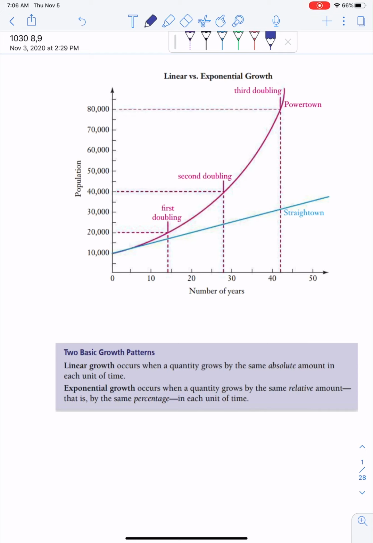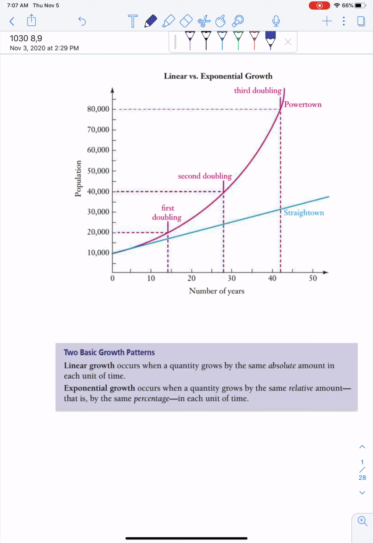That is a graphical representation of linear growth. Linear growth is when you grow by the same amount over time. So it's kind of like every week you get the same amount of allowance. So every week you increase by that amount of your allowance. Exponential growth is when you are growing by a relative amount or by a percentage. And that's what this purple line is.